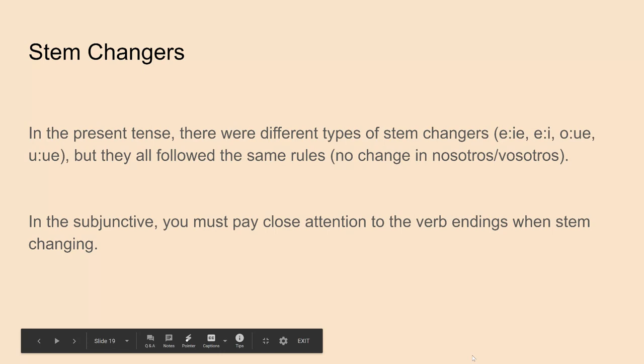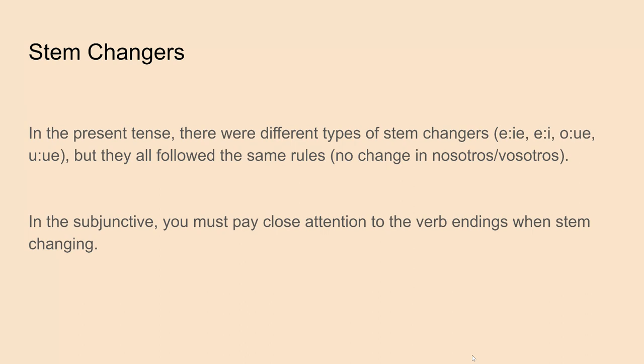In the present tense, there were different types of stem changers, such as E to IE, E to I, O to UE, U to UE, but they all followed the same rules, and they didn't change in nosotros or vosotros. In the subjunctive, they don't all follow the same rules, so you have to pay really close attention to the verb endings, AR, ER, IR, to know how to do the stem change in subjunctive.